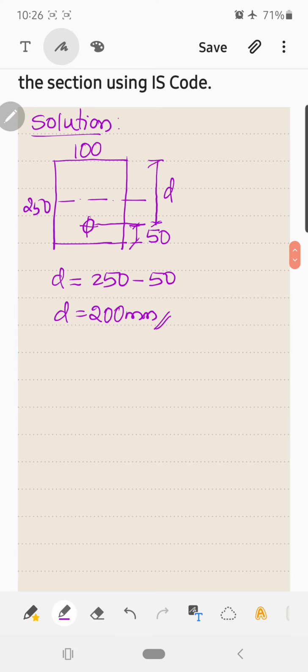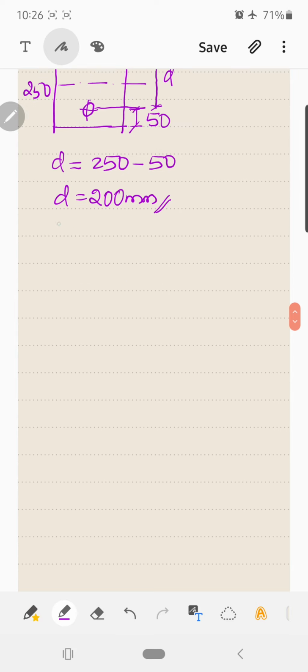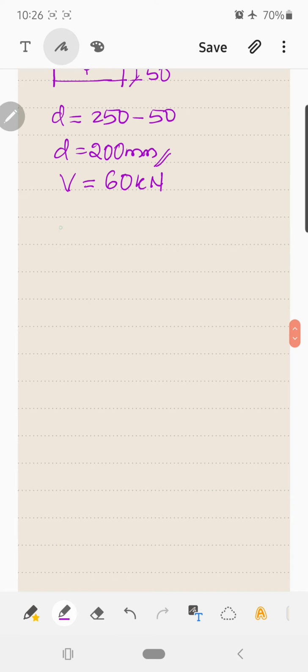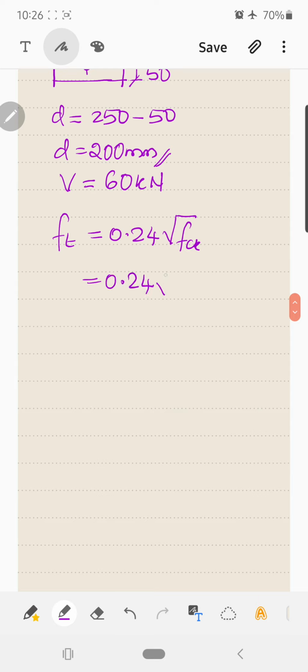We have to design the section for total shear of V equal to 60 kilonewton. Now let us calculate the tensile strength of concrete ft, which is 0.24 times root of fck. So which is 0.24 root of fck, 40. So ft is 1.517 newton per mm square.